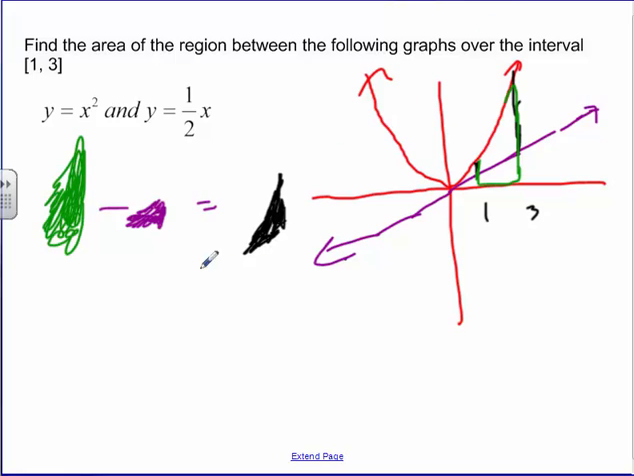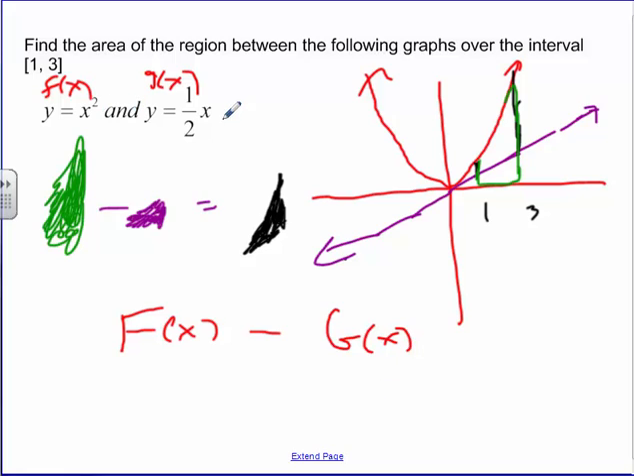So here's how that looks then. I need to find capital F of x. Let's make this f of x right here. Let's make this g of x right here. And I have to subtract capital G of x. I need to find the area of the first one and the area of the second one.